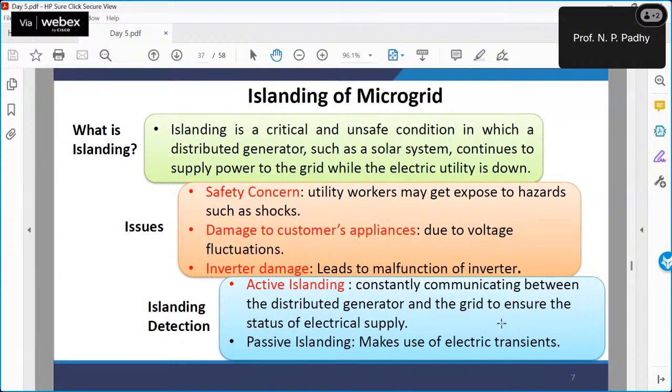So that's why: what is islanding? Islanding is a critical and unsafe condition in which a distributed generator, such as a solar system, continues to supply power while the electric utility is down. That means the generators will still continue to produce their generation, and we can say this is island mode of operation. Otherwise, it's a blackout. Am I right?